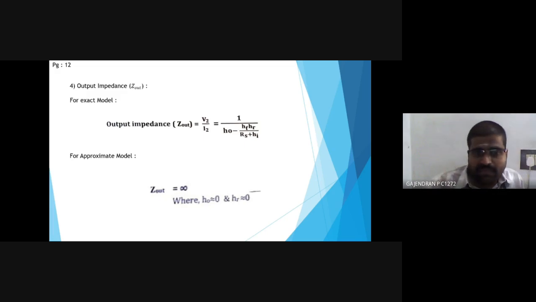And finally, output impedance. Now we have every H term here: HO, HF, HR, and HI. But we need to substitute only two hybrid parameters as 0, that is HR and HO. Now substitute HO as 0 and HR equal to 0, which results in 1 by 0 minus 0, which is 1 by 0, and 1 by 0 is infinity. So for the approximate model, the output impedance is infinity.